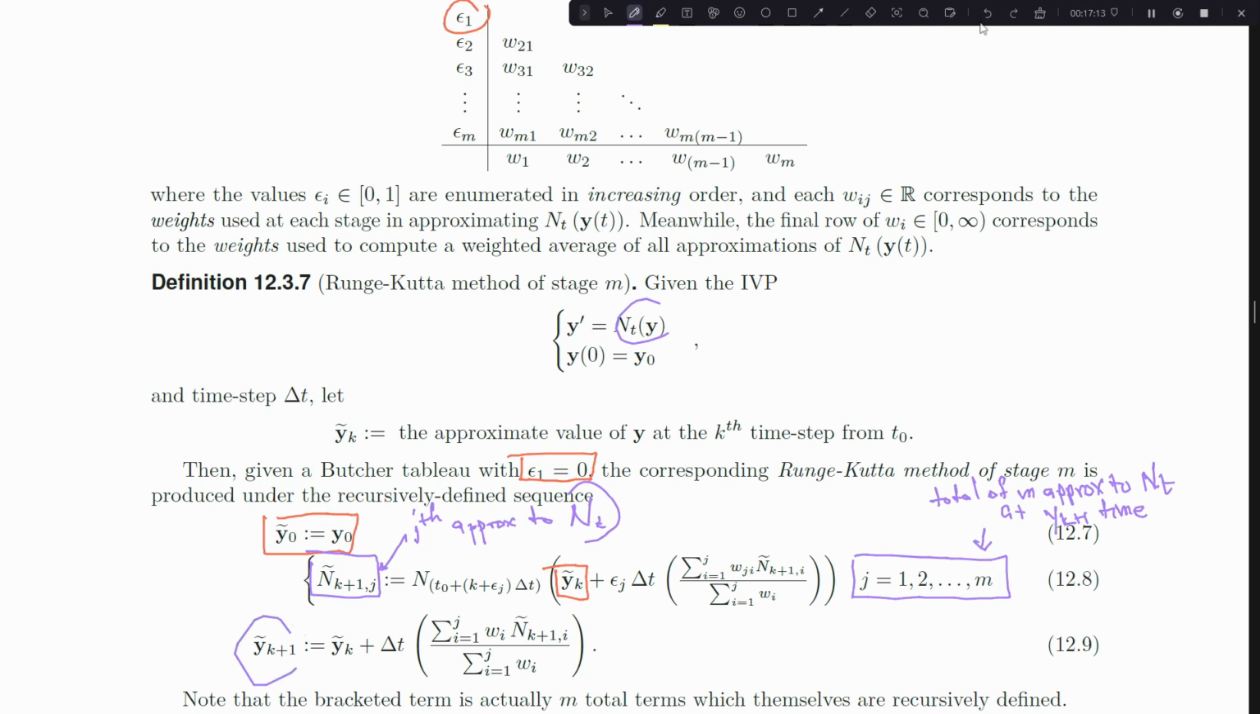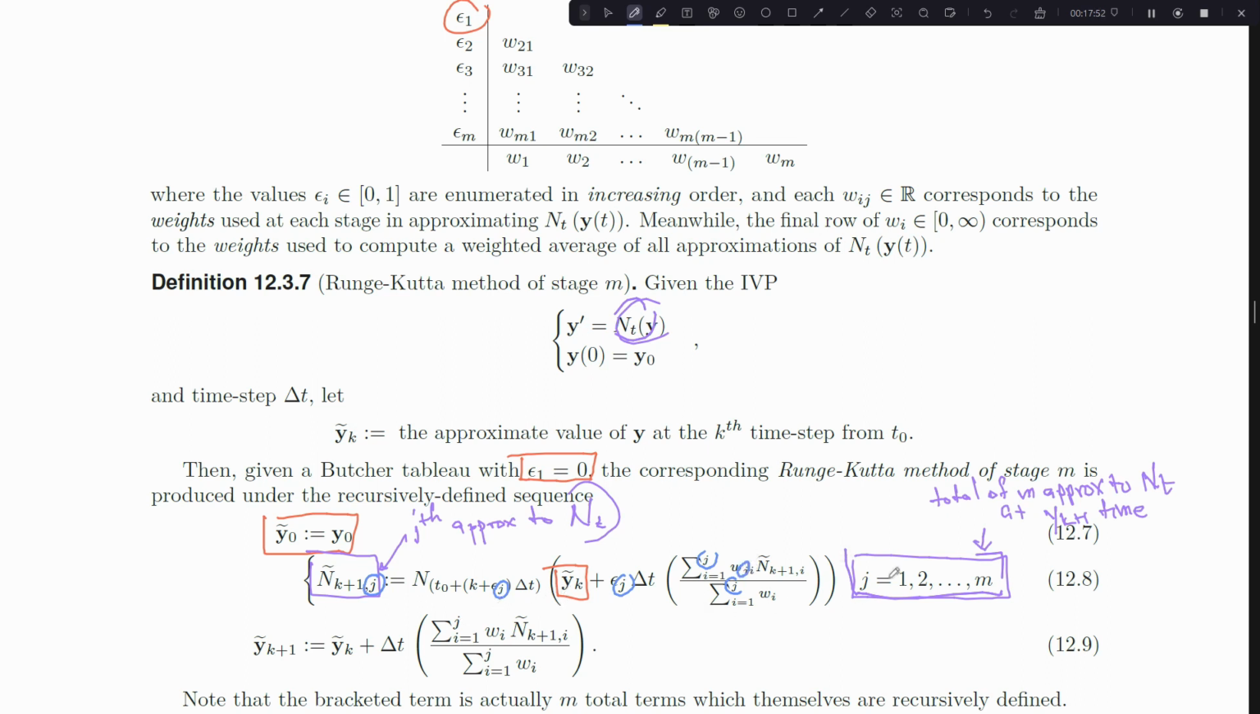To give myself that term, I'm going to compute m approximations to the right-hand side. And those m approximations themselves are computed recursively, okay? So Runge-Kutta says each of these m approximations is going to be computed recursively. You'll see I put a j there, and that j shows up right here, and here, and here, and here, and here. So each of the j's.